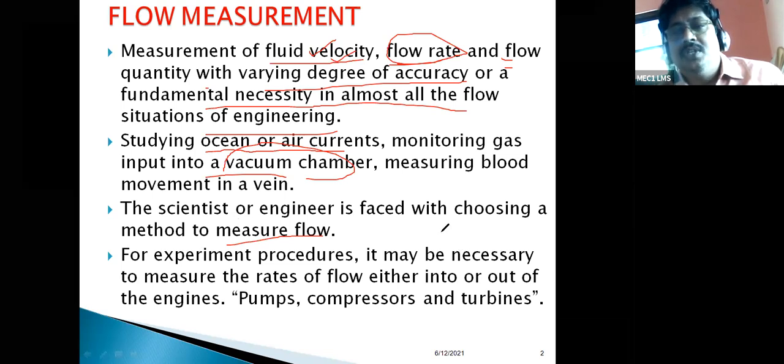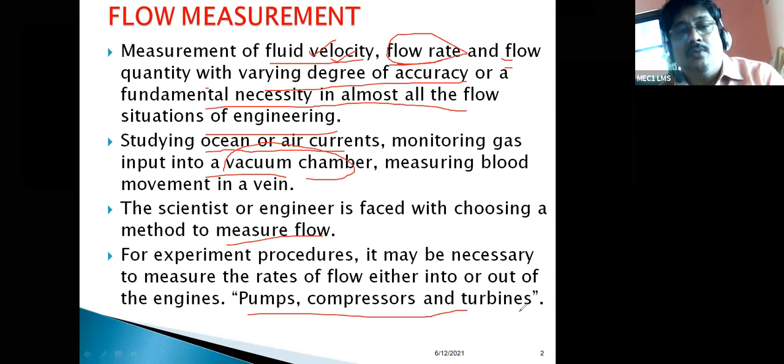For experiment procedures, it may be necessary to measure the rates of flow either into or out of engines, pumps, compressors, and turbines. For example, in the engines, water cooling has to be provided. The heat generated is more thermal energy, so to cool the engine we have to arrange a water cooling system.